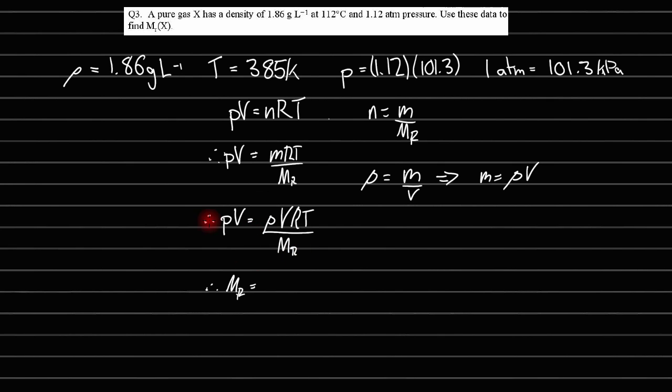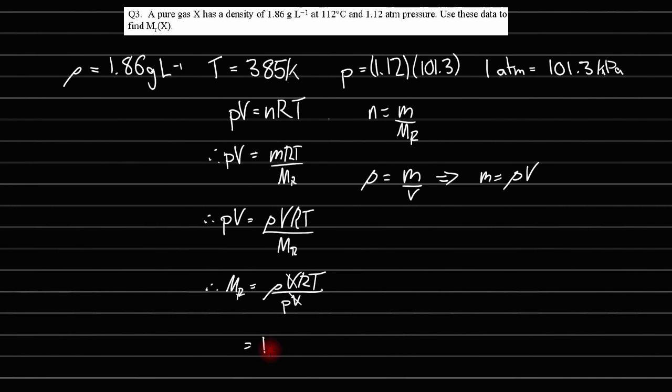We're wanting to find the molar mass, rearranging to make Mr the subject. We can multiply both sides by Mr and divide by PV, so we would get rho V RT over PV. And quite simply, we can see that volume V cancels on top and bottom, so we can put a line through that just to show that they cancel. And finally we can plug in our values.